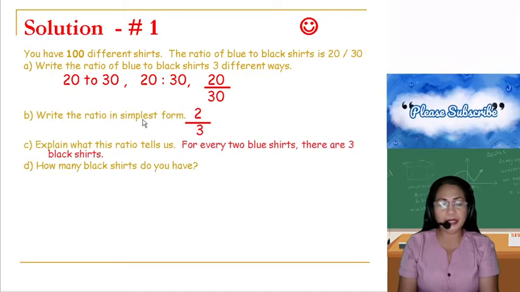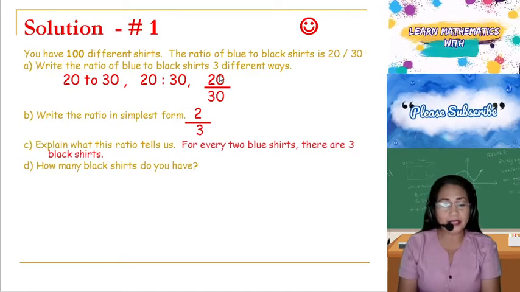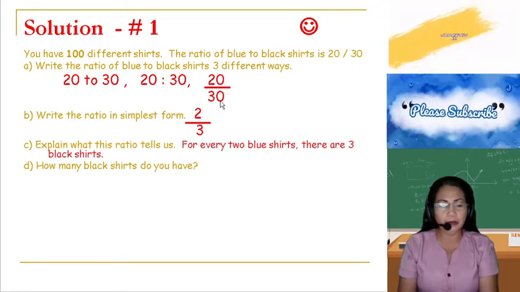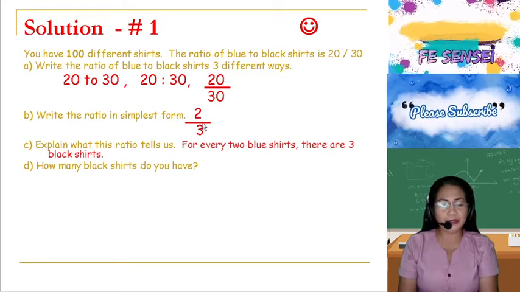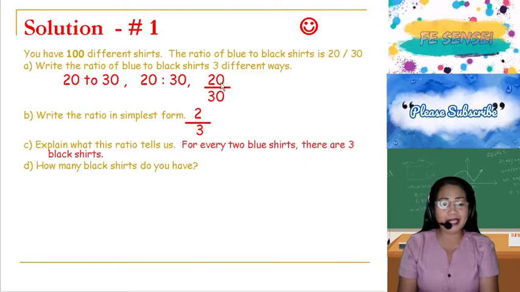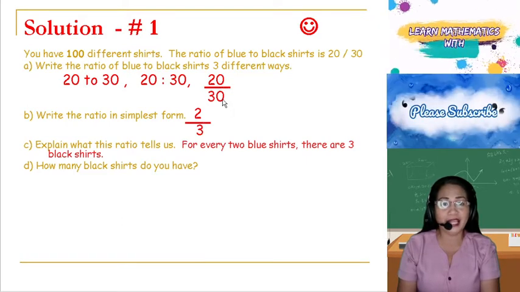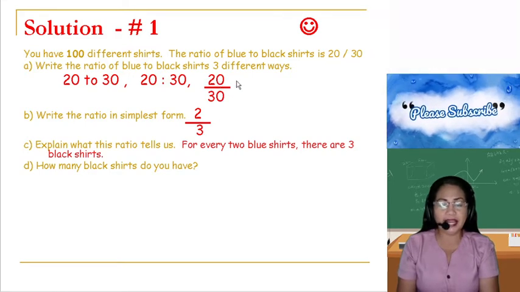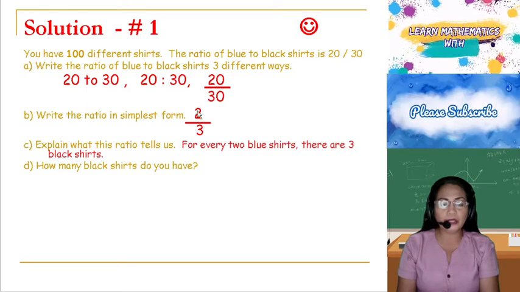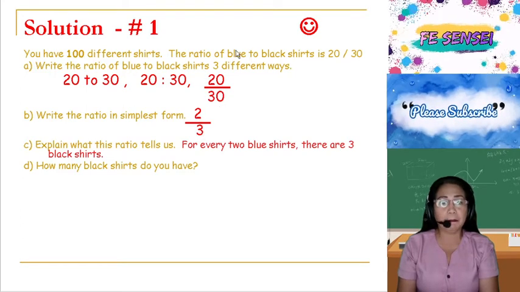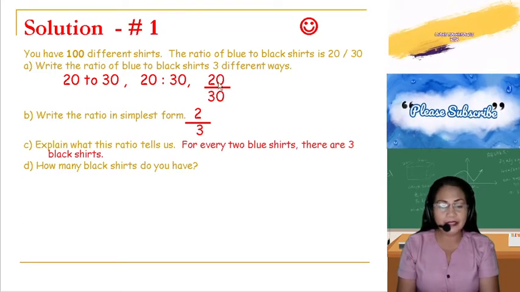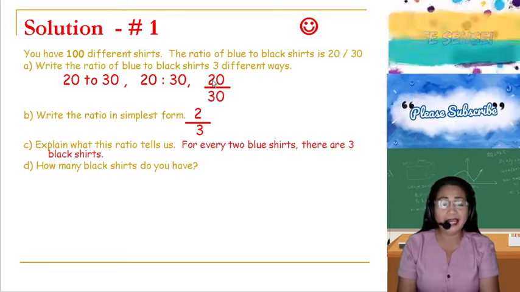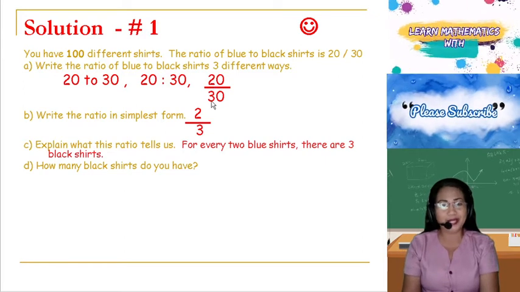Write the ratio in simplest form. 20 over 30, cancel 0. So the simplest form is 2 over 3. Or divide by the GCF of 20 and 30. The GCF is 10. Therefore, divide 20 by 10, 30 by 10. So that's 2 over 3. Or just simply cancel 0 in the numerator and 0 in the denominator. And the remaining number is 2 over 3.